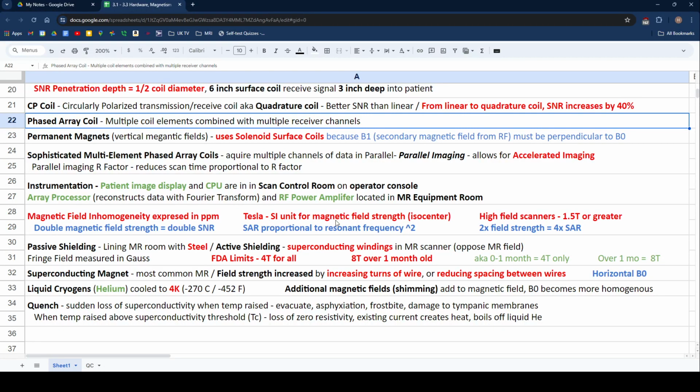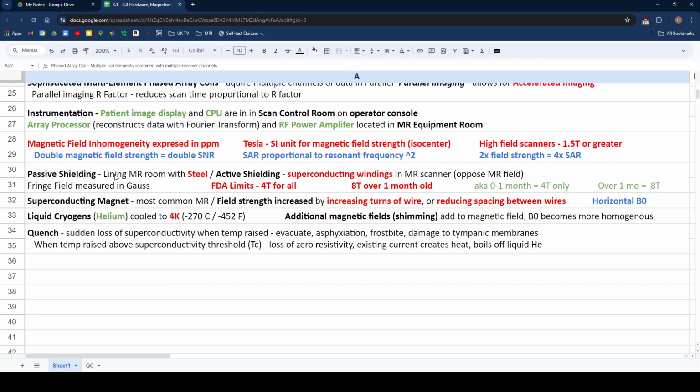Tesla is the SI unit for magnetic field strength, i.e. at the ISO center. A high field scanner is 1.5 Tesla or greater. If you double magnetic field strength, you will double your signal to noise. But your SAR is proportional to your resonant frequency. So if you double the field strength, you'll get 4 times SAR.